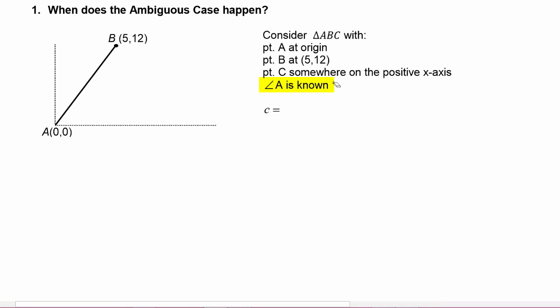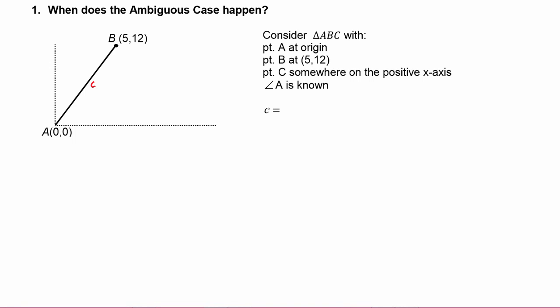Angle A is known, and what that means is the angle between the positive x-axis, where point C will live, and this side here is fixed, so that angle cannot change. Using the distance formula, we can find side c, because point C is somewhere along this x-axis, and wherever point C is, that would be angle C. So the side opposite of angle C is going to be lowercase c.